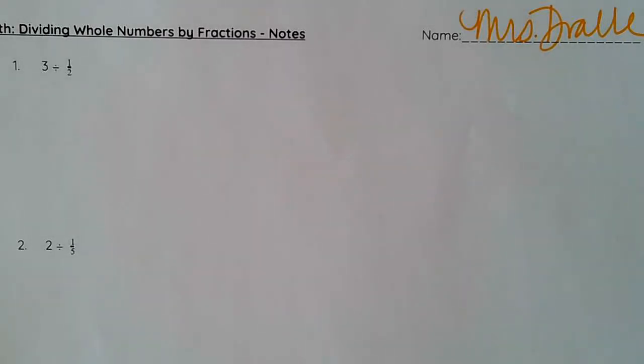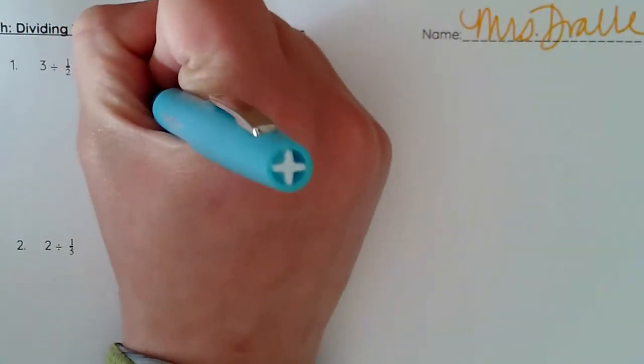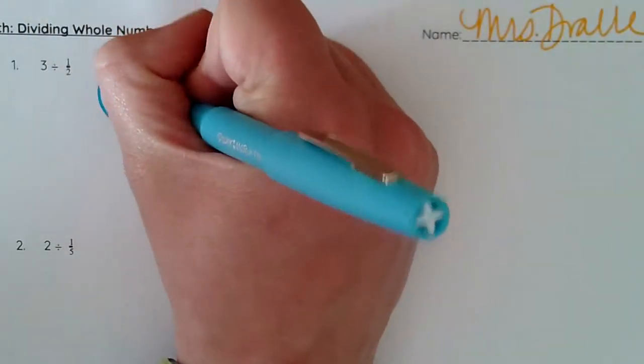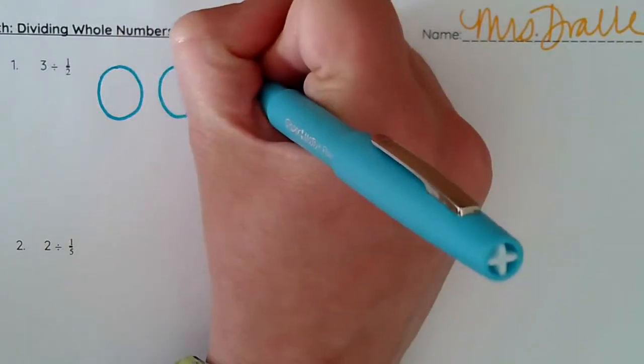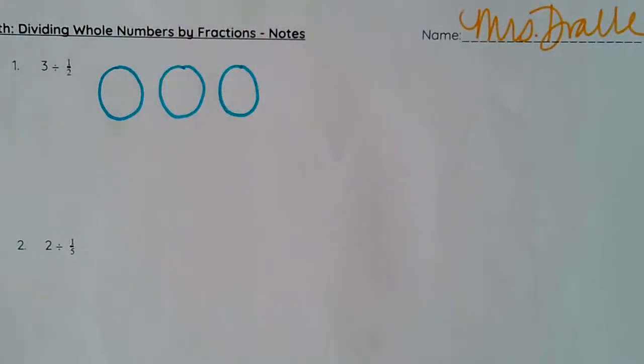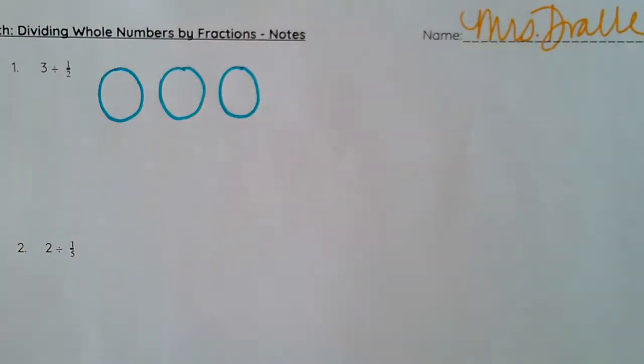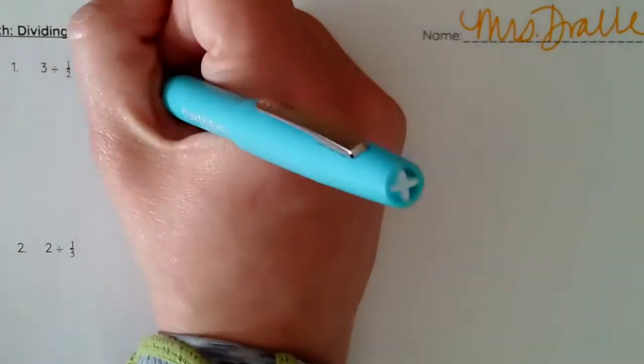So we've got problems to try here. Let's start with 3 divided by 1/2. So let's say we've got 3 sandwiches. I'm going to draw 3 sandwiches. They're on a bun of sorts, that's why they're circular. All right, so I'm dividing each of my 3 sandwiches in half.